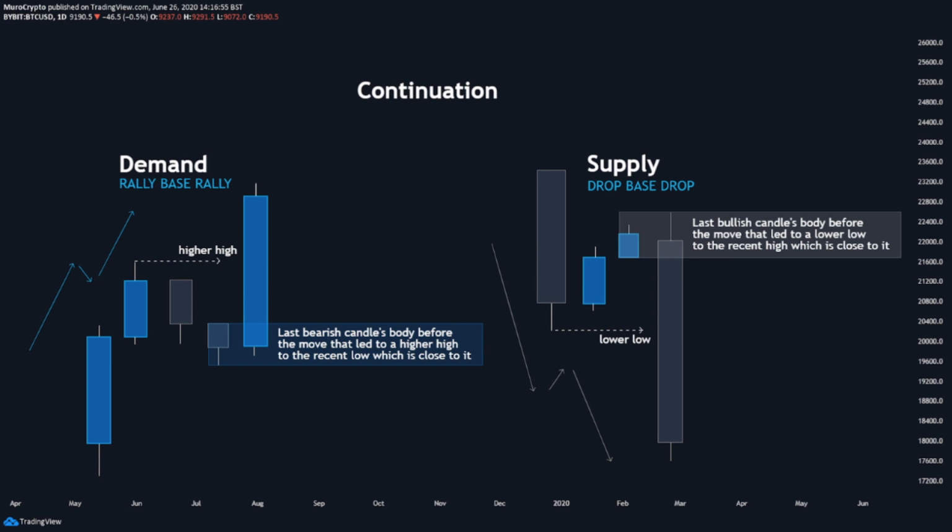action and logic. We have 4 types of supply and demand zones that we can categorize into 2 types. The first type is continuation, and we have a rally base rally zone. We draw the zone from the last bearish candle's body before the move that led to a higher high to the recent low, which is close to this candle. On a drop-base-drop supply zone, it is the same, just the opposite. We draw the zone from the last bullish candle's body before the move that led to a lower low to the recent wick, which is close to this last up candle.